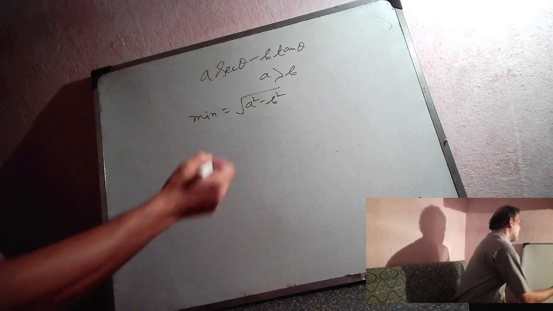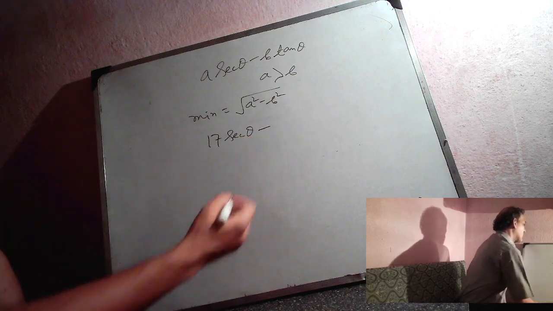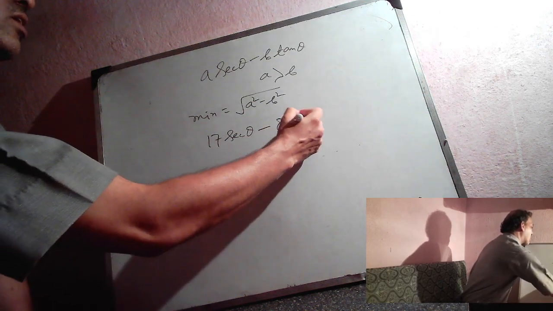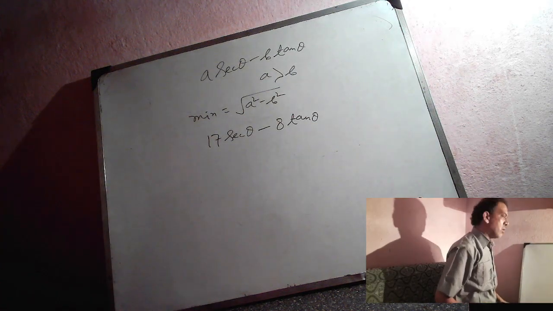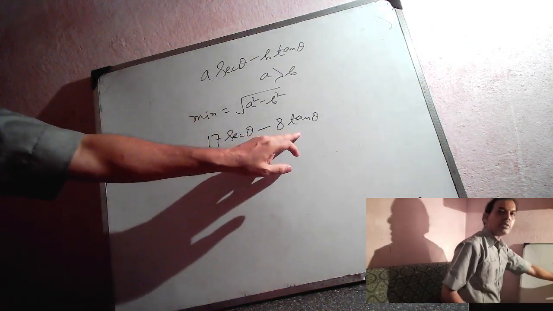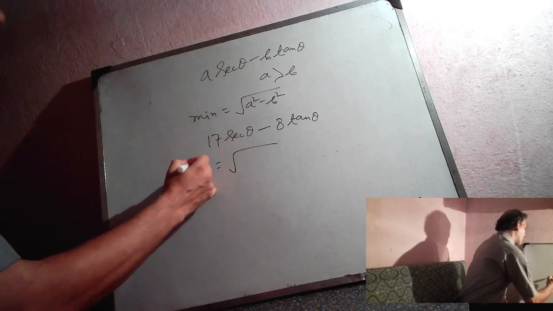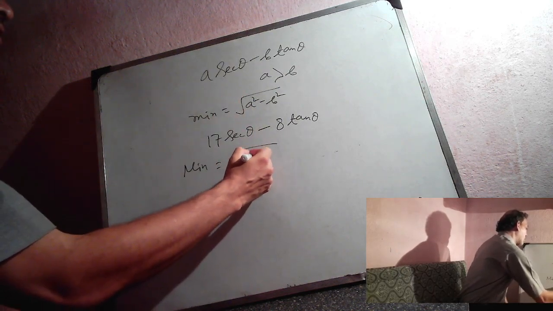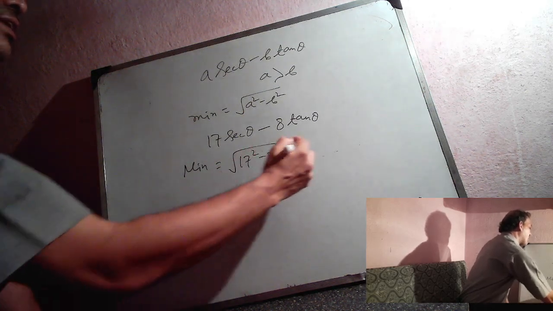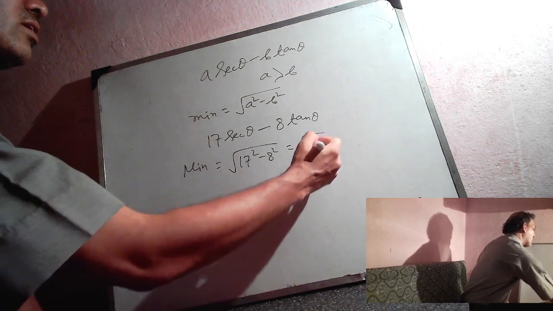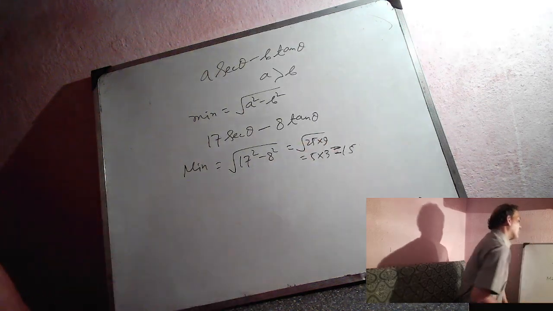Suppose we are given 17 sec theta minus 8 tan theta. What will be its minimum value? By this rule, its minimum value will be root of 17 square minus 8 square. 17 plus 8, 25. 25 into 9, 5 into 3, 15. So the minimum value will be 15.